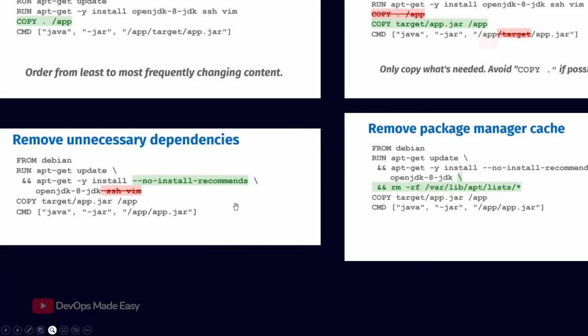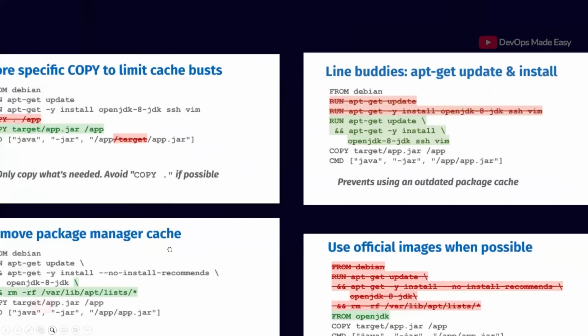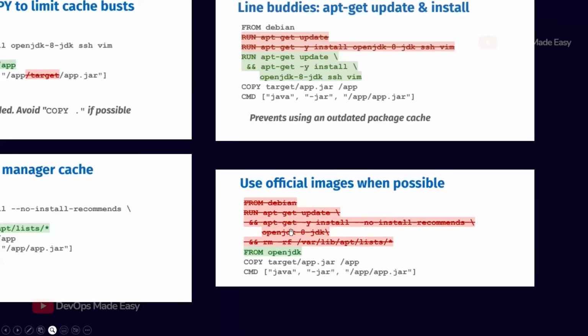So always try to find such flags. And once you're done installing anything, always try to remove the cache. Basically, package managers maintain some cache within that environment. Since you're downloading everything in this image from Debian, it might download and put some cache inside this image. So always try to remove it. Okay, got it?